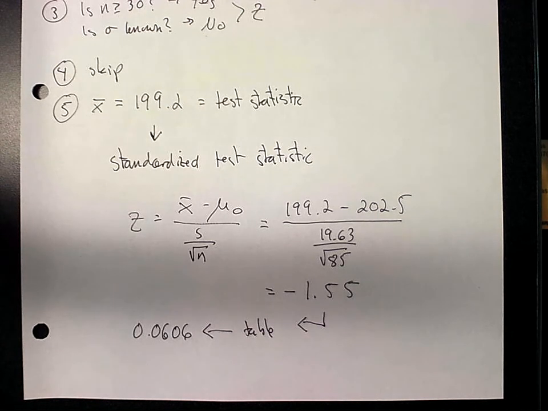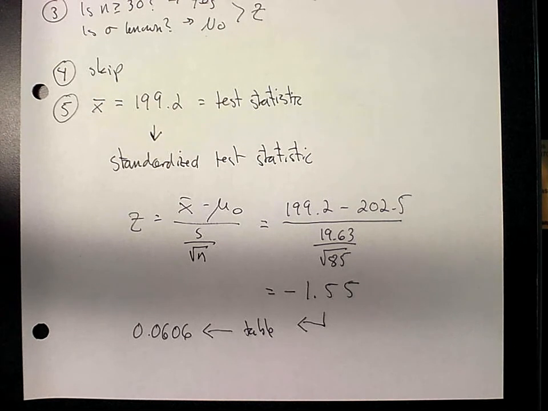0.0606. Everybody good with getting 0.0606? All right. We're at a percentage. Now, the important thing about this, and this is extremely, extremely important: this does not yet have to be our p-value. We need to check to make sure this is our p-value.